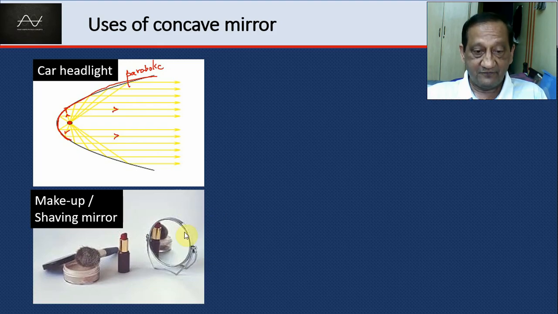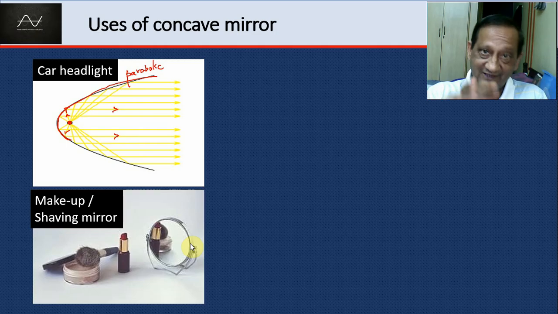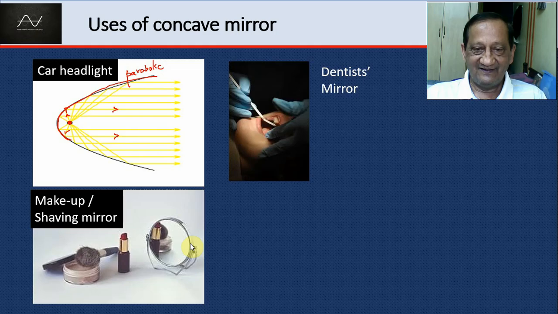But the focal length of the mirror should be large enough because your face is the object, right? That object should be between the focal point and the mirror. Your face should be between the focal point and the pole of the mirror. That means the focal length of the mirror should be large enough so that your face can fit inside that space, in that region. Dentists use this mirror only to see a magnified image of your tooth. It's a tiny concave mirror.